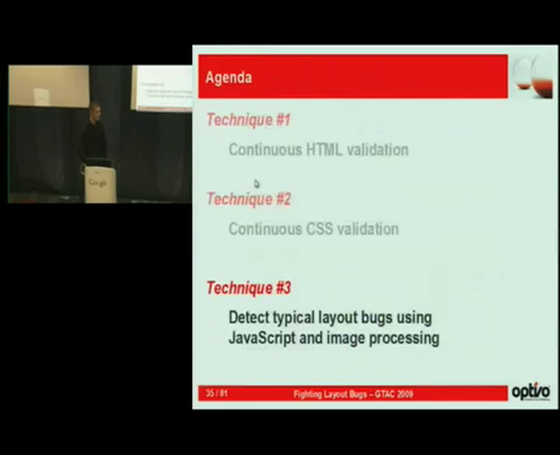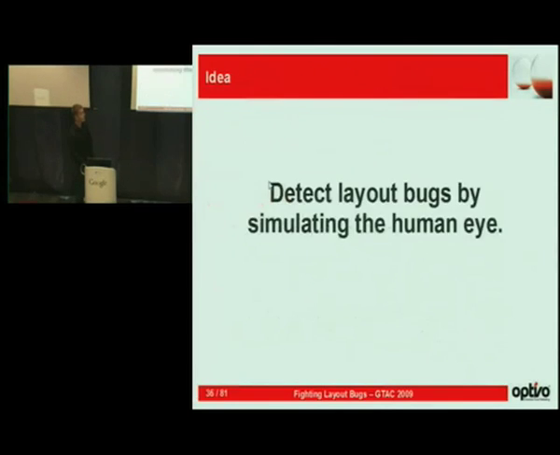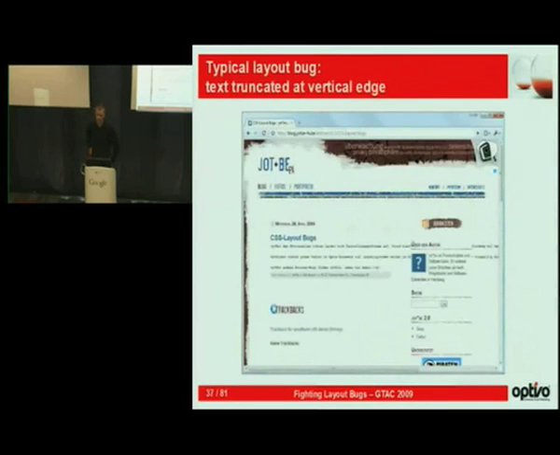And this directly leads me to technique number 3, detecting layout bugs using JavaScript and image processing. What is the idea here? The idea is nothing less but detecting layout bugs by simulating the human eye. And, wow, that sounds a little bit like artificial intelligence. And well, nobody has a definition for intelligence, so maybe it is. But it's quite easy in that. Just some clever algorithms. So let me show you some more typical layout bugs.